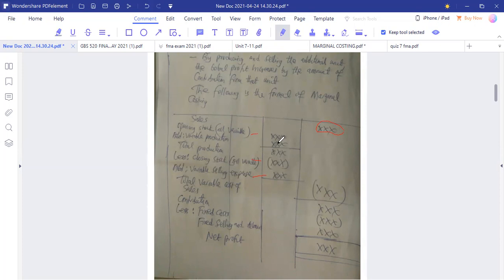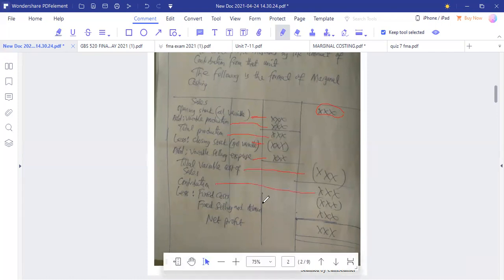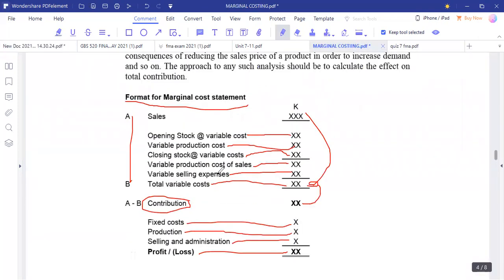Sales, opening stock at variable, we have that one. Then we add variable production, which is the total production, that one. Then the closing stock at variable, that one. Then add variable selling expense, that one. We have got the total variable cost of sales. Then we can have the contribution, which is that one. Then the fixed overhead. All right, so this is if you need to understand the full statement, not the horizontal one, so we can look at this other one instead, which is the vertical one.